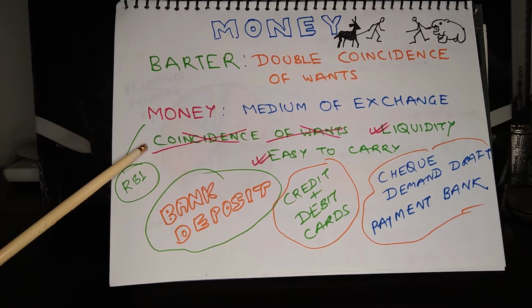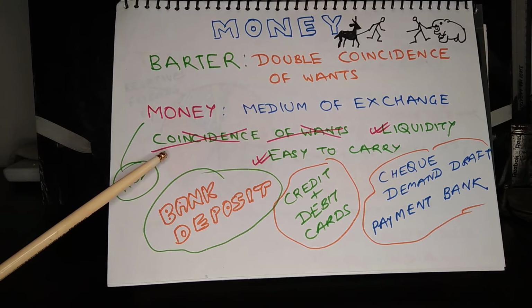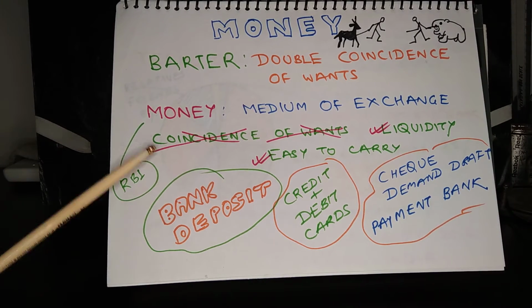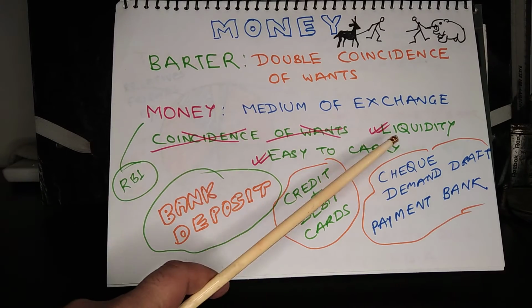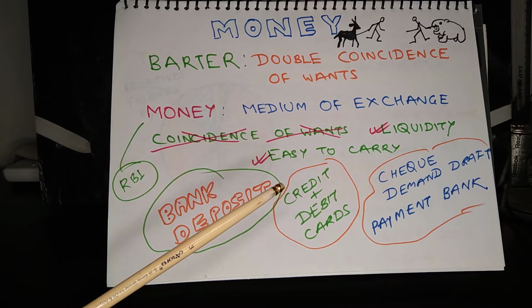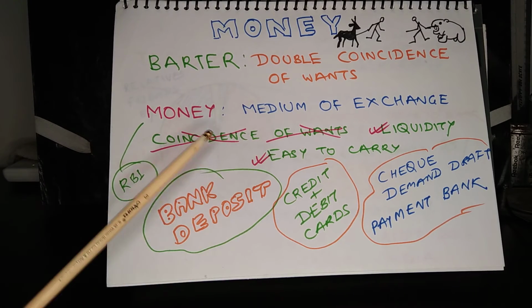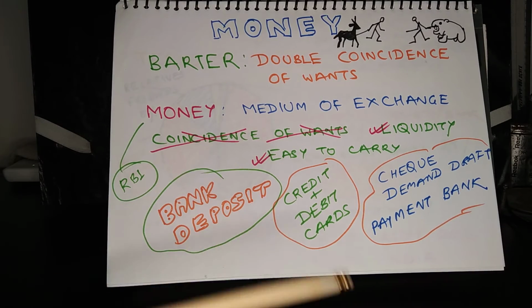Now, the benefits of money are many. First of all, it removes the need for coincidence of wants. You do not need a person who may be willing to have your goat. Now you just give him the money and get whatever you want. Money also has liquidity. Liquidity means that whenever you want to use the money at whichever place, you can easily use it, and money is easy to carry.